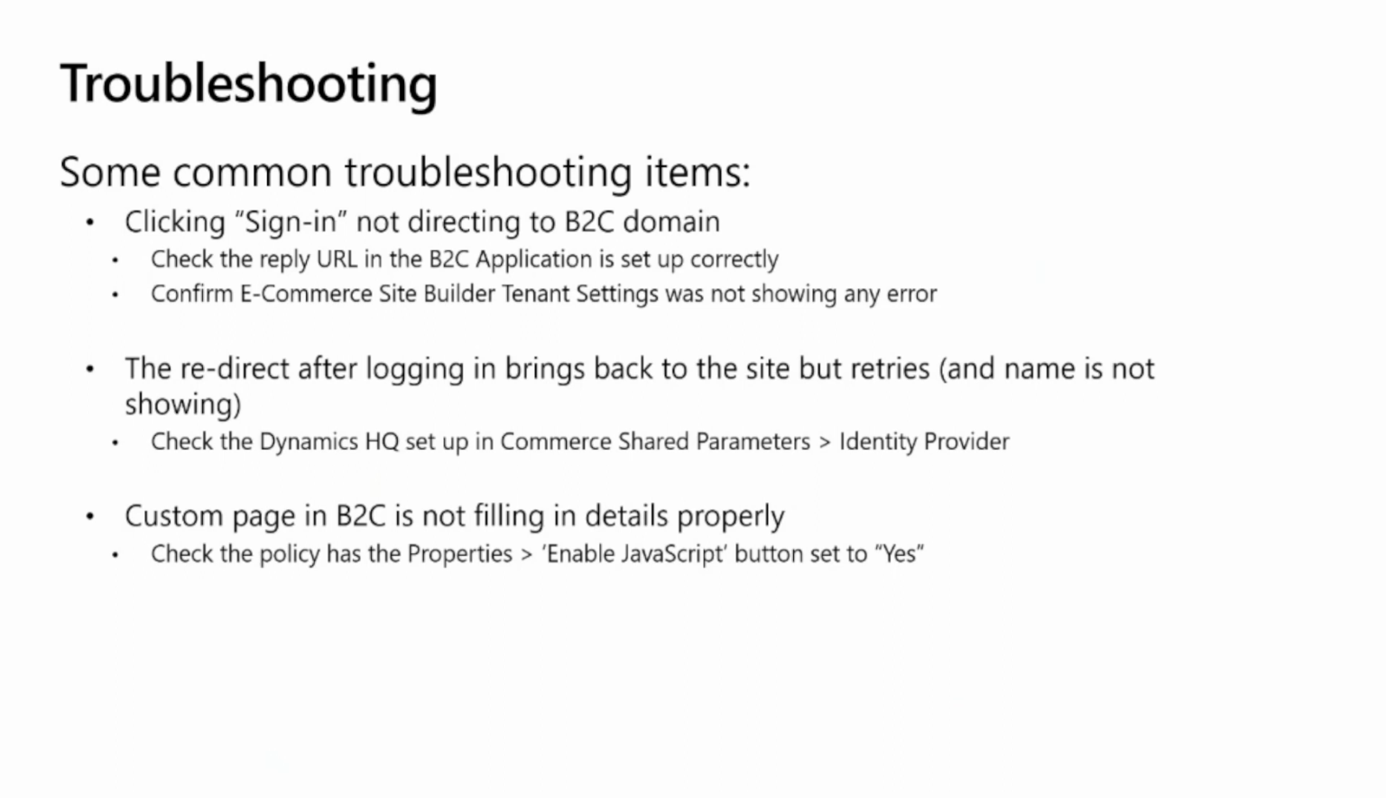And another common issue is you're redirected to B2C, you authenticate appropriately, but now when you're redirected back to the site, you see some retry happening, or you don't see your name in the logged in section up above. So it looks like you're not actually logged in. If that's the case, check the Dynamics HQ setup, as that's commonly an issue with the commerce shared parameters and the identity provider section that we filled out. And lastly, if you're directed to B2C and the custom pages you're using just aren't rendering properly, first step to check would be making sure that the Enable JavaScript button was set to yes and that save occurred.